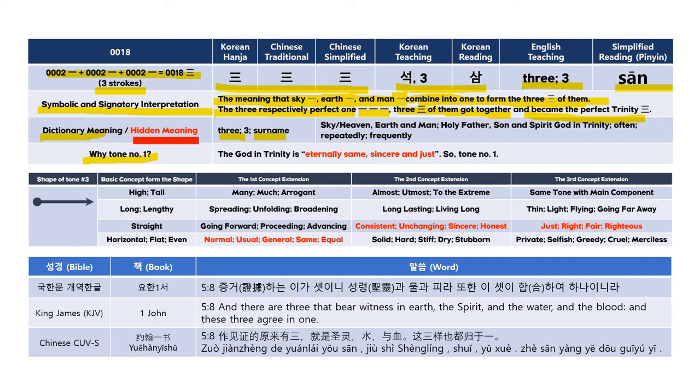This Chinese character reminds me of the Hebrew characters. Do you know the fact that Hebrew language is also ideogram and pictogram? The first characters Aleph, Beit, Gimel represent Holy Father, Holy Son, and Holy Spirit. Okay, just like Hebrew, Chinese characters are also ideogram and pictogram. Yeah, so it has some hidden meanings in addition to the dictionary meanings.